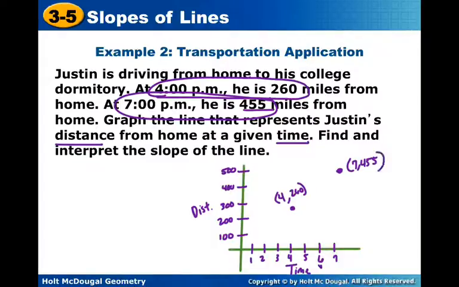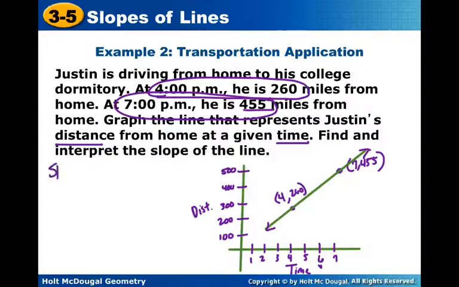And it says to graph the line. Well, that's 2 points. So to make our line, we're just going to connect those 2 points. And there's our line. Now it says find the slope and interpret it.